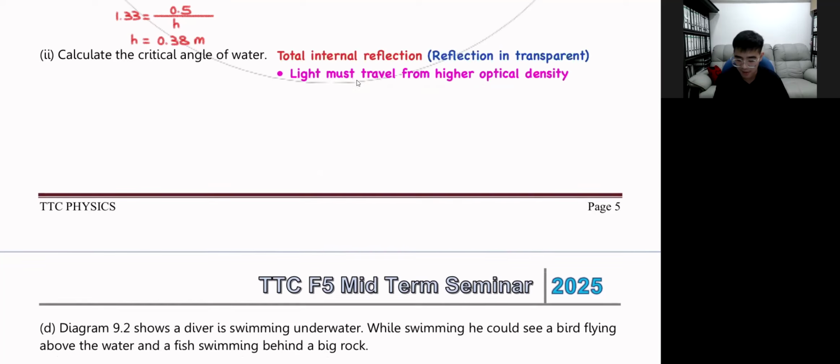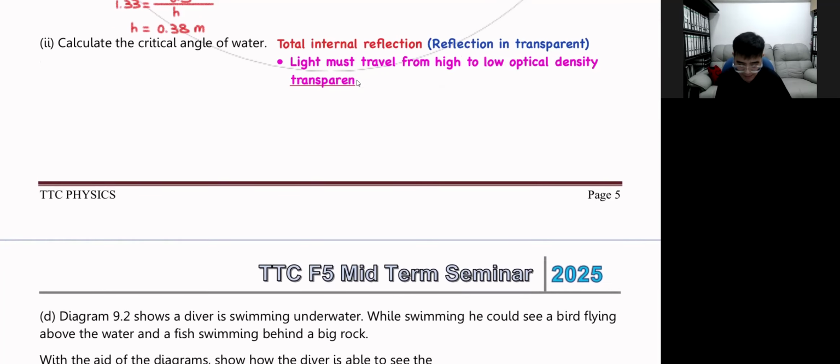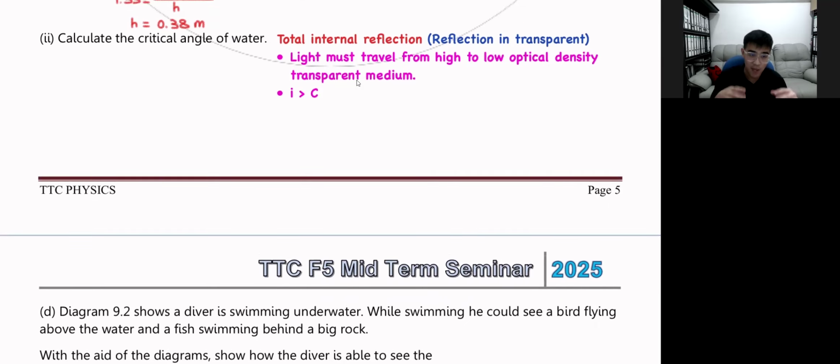So higher optical density, or you can also write high to low optical density transparent medium. Medium means the environment for the light to travel. For example, light travels from glass into air, high to low optical density. That is condition number one. Then condition number two is that the angle of incidence has to be greater than this thing called the critical angle, which is the angle we are looking for now.